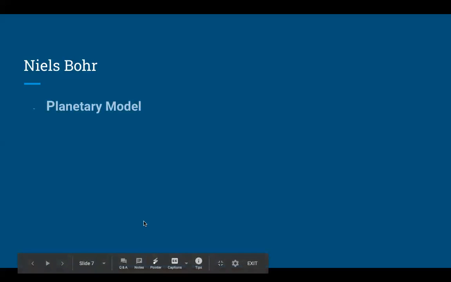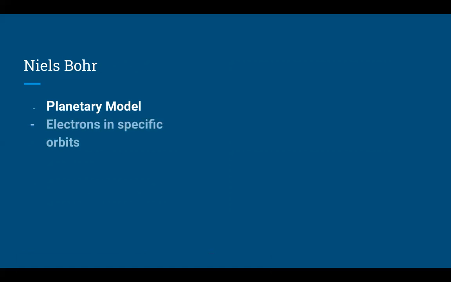This leads us up to the Bohr model of the atom, created by Niels Bohr. This is sometimes referred to as the planetary model because really that's what it looks like. It looks like the planets orbiting the sun. He wanted to explain some of the chemical reactivities that we see with elements, specifically the light that we observed.